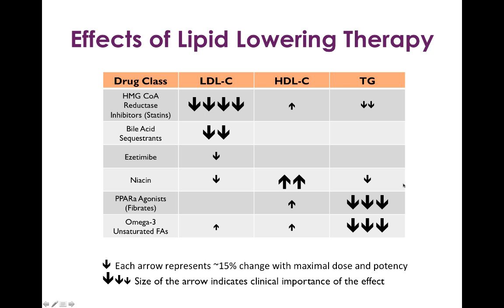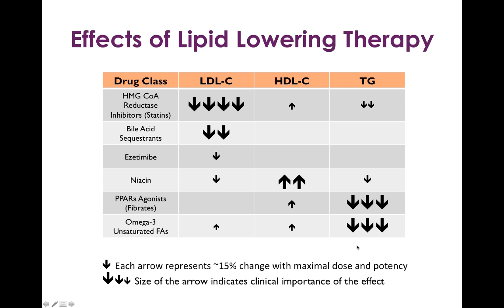And the way I tried to make it better was make really big the arrows that are really the most important effect of that particular drug. So you can see here the HMG-CoA reductase inhibitors or statins. The most important thing about them clinically is that they can really lower LDL cholesterol. The bile acid sequestrants are really important because they can also lower LDL cholesterol. And for example, niacin is most important because of its HDL raising properties, and fibrates and fish oils or omega-3 unsaturated fatty acids are most important for their triglyceride lowering properties.